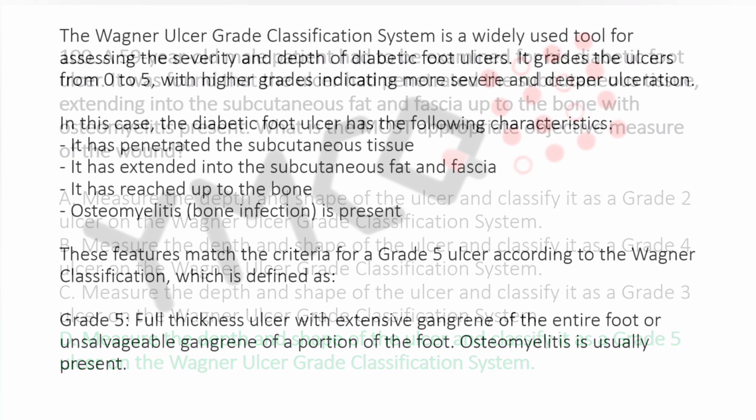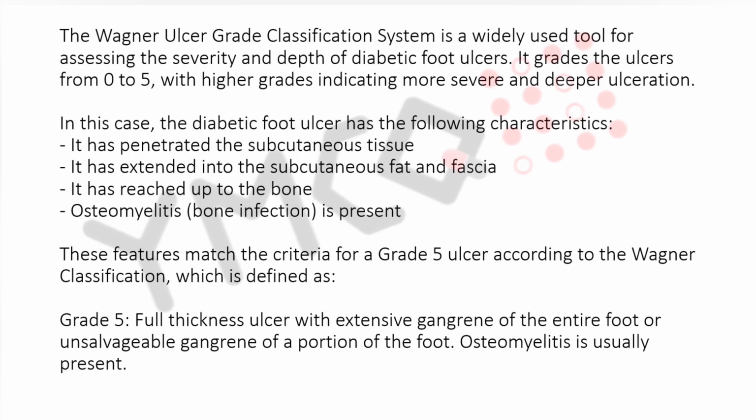Explanation for this question is: the Wagner ulcer grade classification system is a widely used tool for assessing the severity and depth of diabetic foot ulcers. It grades the ulcers from 0 to 5, with higher grades indicating more severe and deeper ulceration. In this case, the diabetic foot ulcer has the following characteristics.